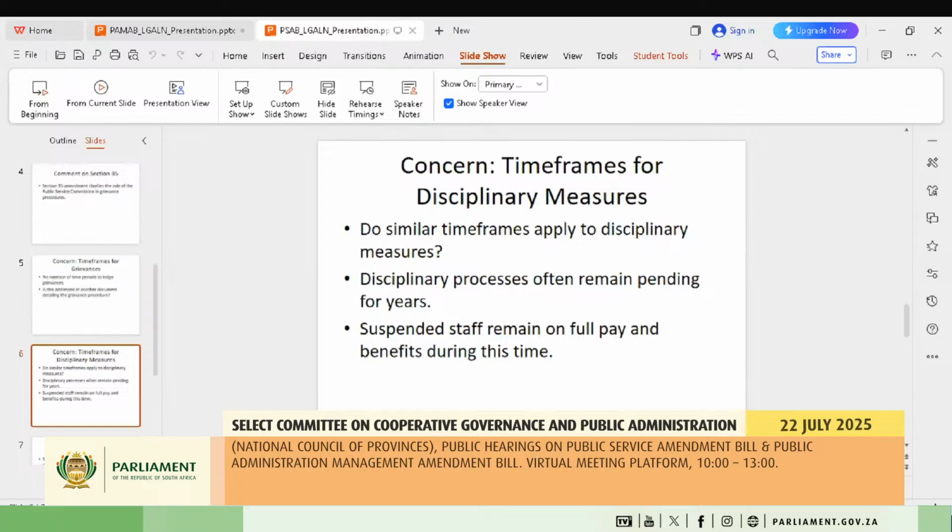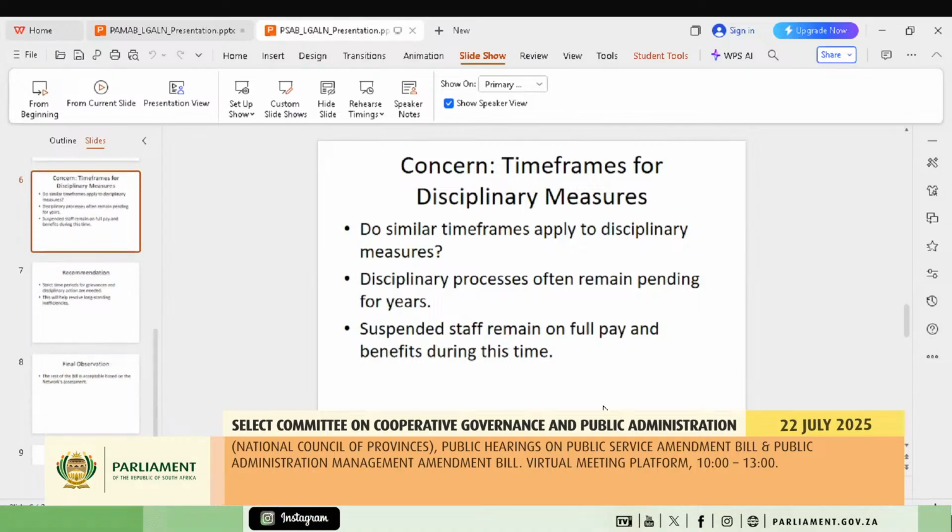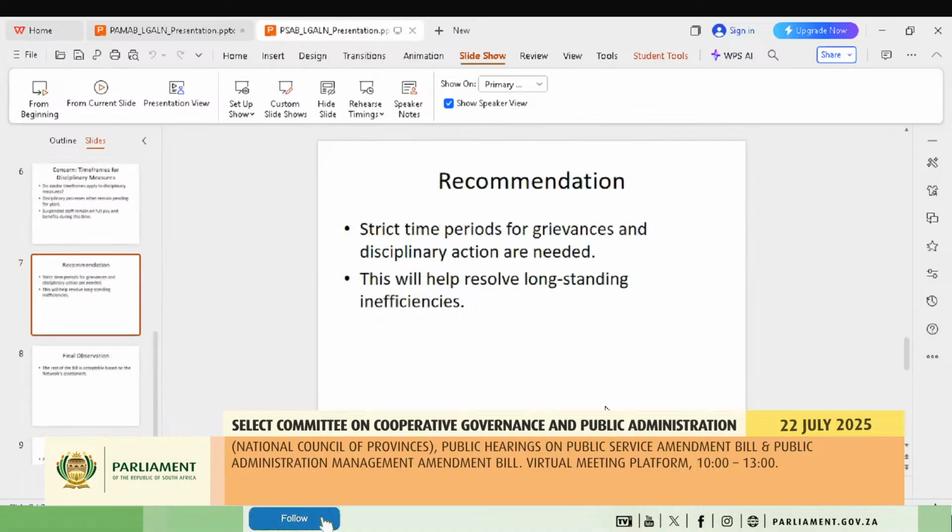I've also raised, does this apply to the disciplinary processes as well? Because what we have seen is that staff are suspended for a few years on full pay, which is not really value for money for ratepayers and for the taxpayers. So our recommendation is that there must be strict time periods for grievances and disciplinary actions, and this will help to resolve long-standing inefficiencies. That's my presentation on this bill. Thank you.